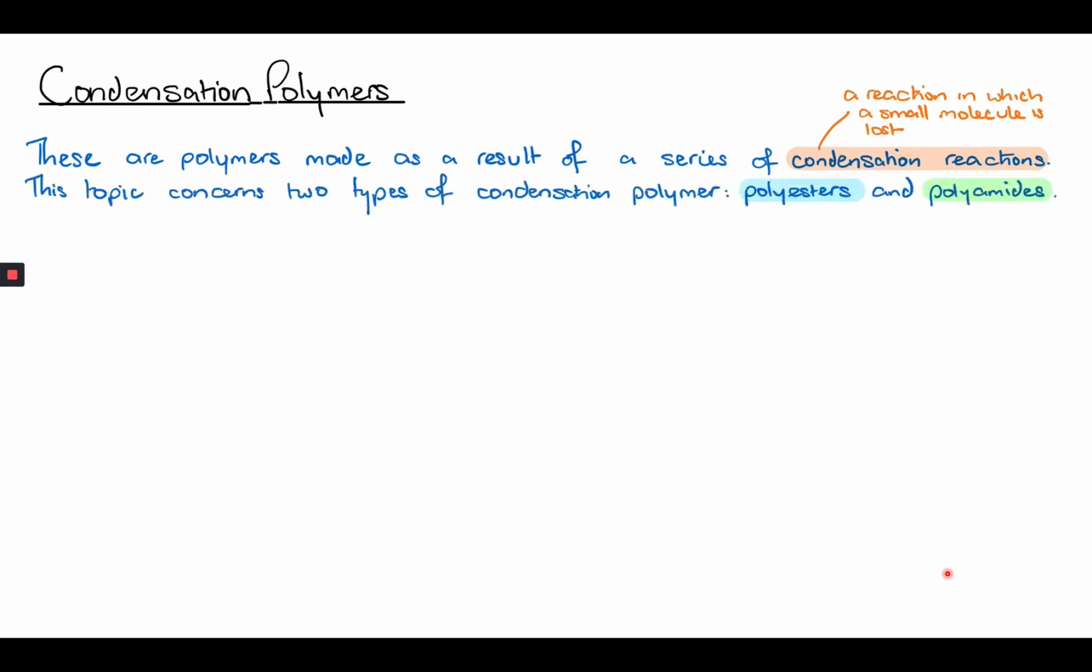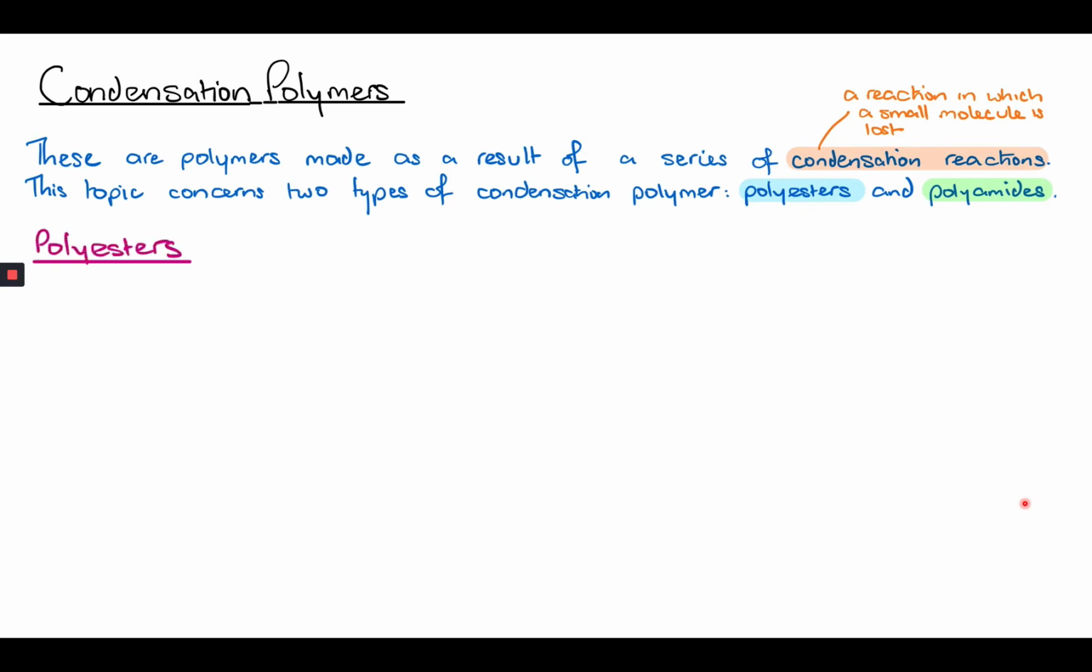So we're going to be looking at two types. You probably guessed that from the specification, but we're going to be looking at two types of condensation polymer. So we're going to be looking at polyesters and we're going to be looking at polyamides. And hopefully even from those names, you can get an idea of the fact that we're going to be building on stuff we already know, because we have esters mentioned and we have amides mentioned. So we're now looking at the formation of those things, but obviously in a slightly different way.